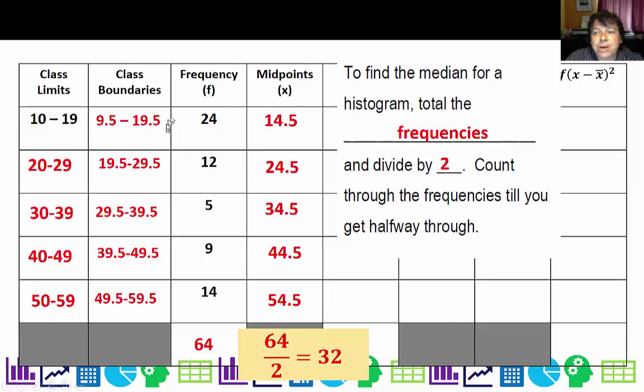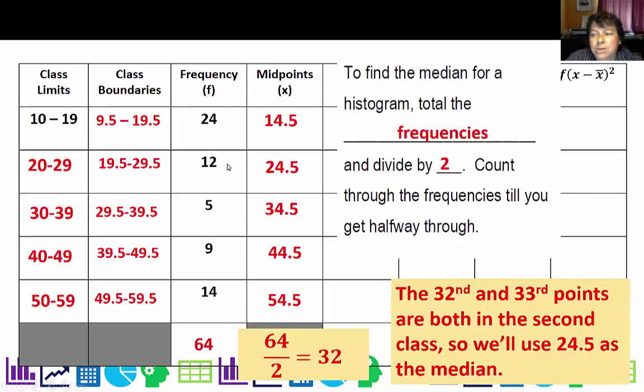If I count through here, and always start counting at the lowest, go in order in one direction or the other. I usually start at the lowest, all right? So if I count all through all these points, there's 24. So I'm not quite halfway through. If I count through all these points here, I've passed the halfway mark. Both points 32 and 33 are in this group. So the 32nd and 33rd points are in here. So we'll use the midpoint, 24.5, as the median.